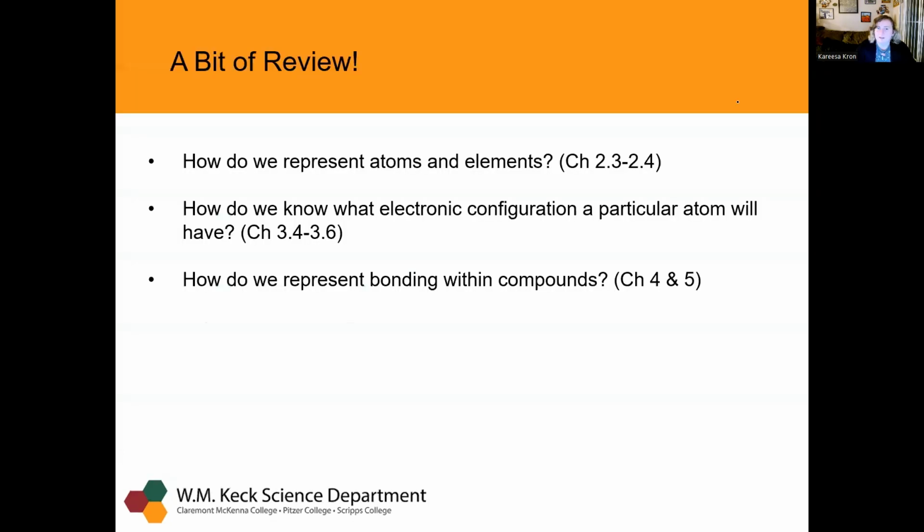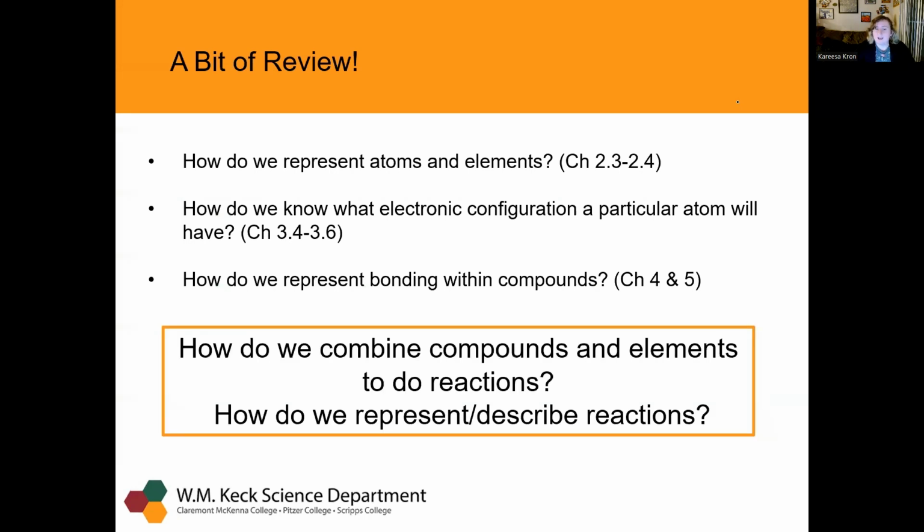And so to start, a bit of review. So far in this course, we've been talking about how we represent atoms and elements, what their electron configurations look like, how we start to do bonding between different atoms and start to form compounds that have particular shapes and properties. And now what we want to move into is how do we combine compounds or molecules with other compounds and elements to do interesting reactions? And how do we represent and describe those reactions so that we can understand them and share them with each other and know what we're talking about?